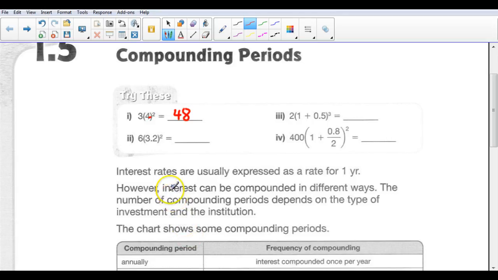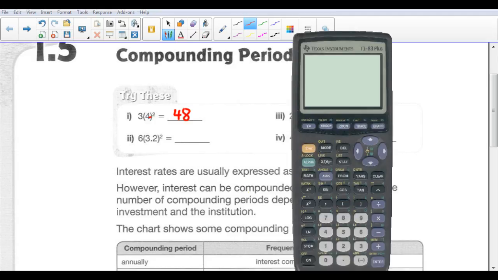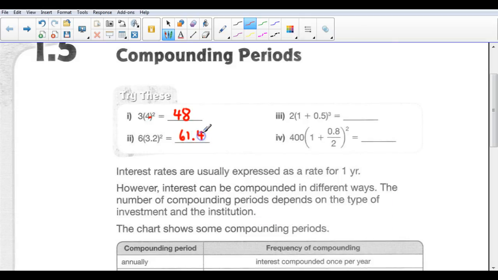Same with this one right here. 6 times 3.2 squared, we have to square the 3.2, take that answer, multiply it by the 6. So let's turn this on, and we've got 3.2. We can square that. I can use my up arrow 2, or I can use my square button right here. It doesn't really matter. Get an answer, and then multiply that by 6, and I get an answer of 61.44.